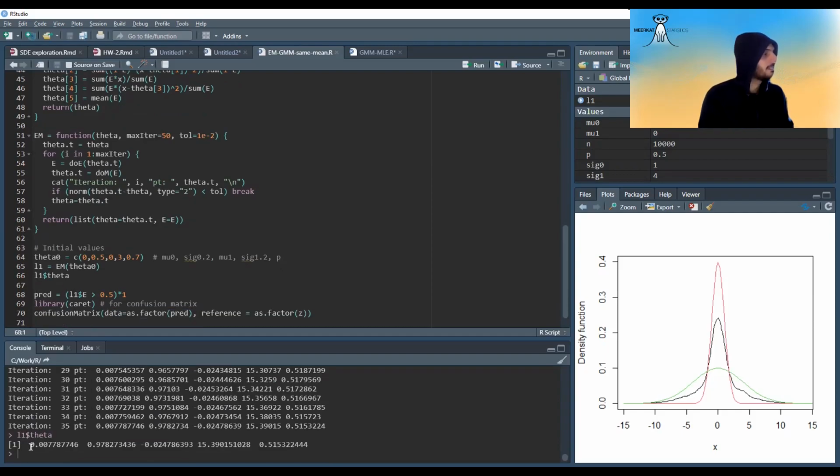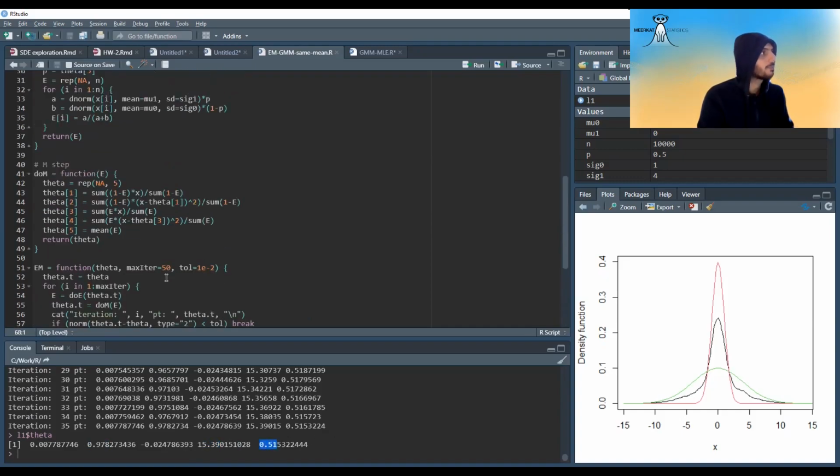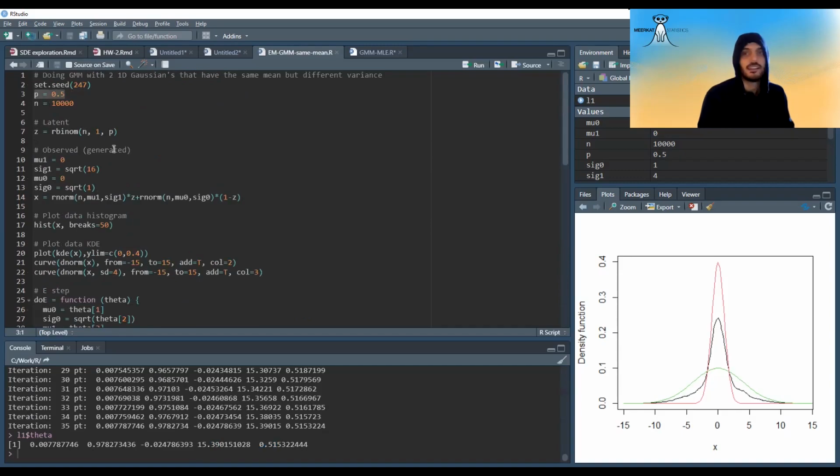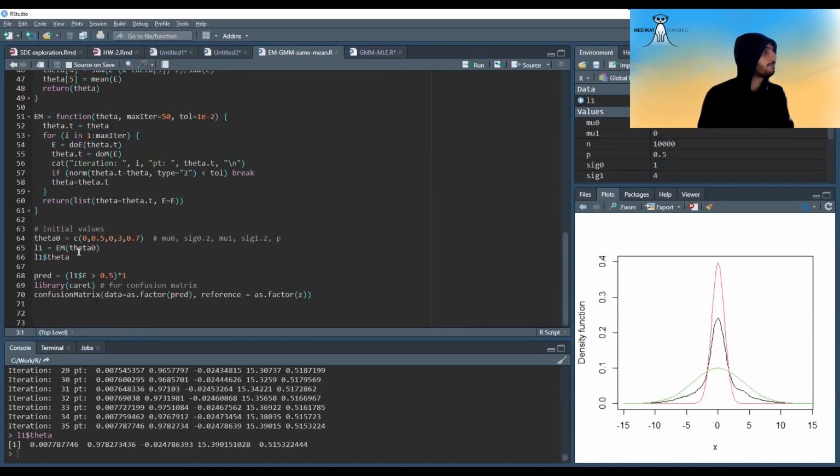And we see we get that both the means are almost 0. The variance of one is almost 1. And the variance of the other one is almost 16, not exactly, but pretty close. And the p is 0.5, which is exactly the p that I gave it originally.